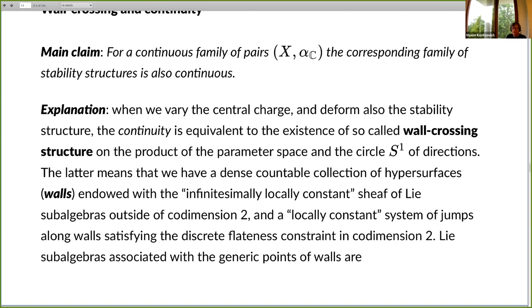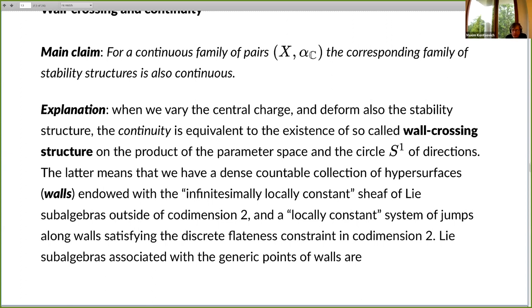The wall crossing structure means that you have a dense countable collection of some hypersurfaces, walls, and it happens when I have this element A gamma and a certain direction of Z gamma, it will be these walls. So I get this countable, everywhere dense collection of hypersurfaces, but locally one can imagine that there could be finitely many in a certain sense. And on these hypersurfaces, they decompose into small open pieces by other hypersurfaces.